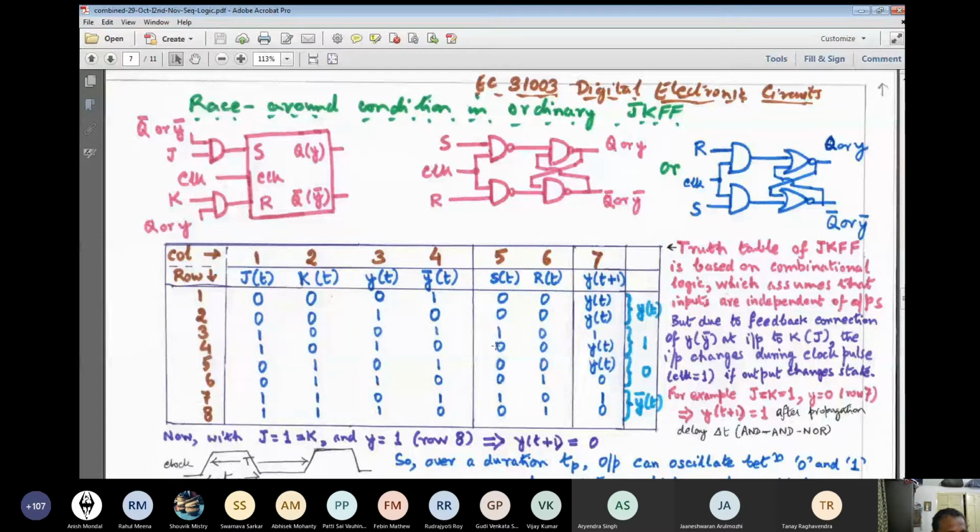Look at the fourth row. J is 1, K is 0, Y is 1, Y bar is 0. So S is nothing but the ANDing of J and Y bar. J is 1, Y bar is 0, so it will be 0. And R is nothing but the ANDing of K and Y. So it will also become 0 because K is 0. So essentially, both are 0 means that it will be same as YT.